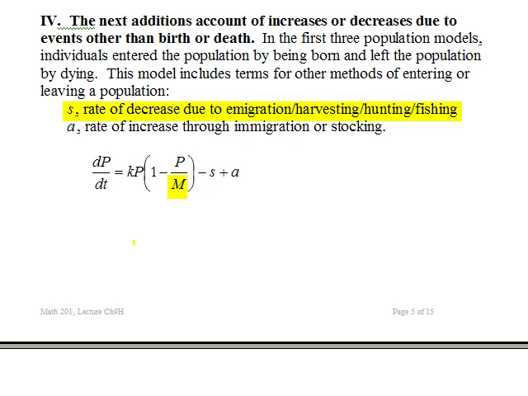And you see this is negative, right, because it's a decrease. And then you have another term, A, and that's the increase. Population can increase from immigration from other populations, or perhaps if you work for Fish and Game, by stocking. All right.